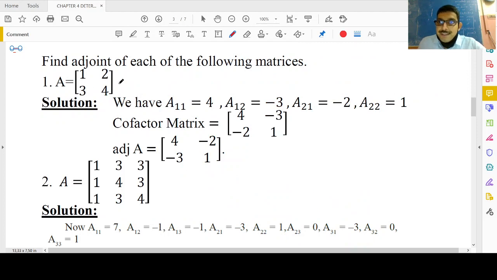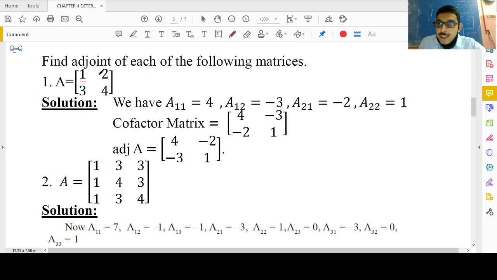Now let us do some examples. If A equals 1, 2, 3, 4, we will find the adjoint of A. First we have to find the cofactors of each of the elements. So A11, that is 1. The cofactor of 1: delete the first row, first column, so 4 is there. Since 1 plus 1 is even, it will remain 4. In this case cofactor equals minor.